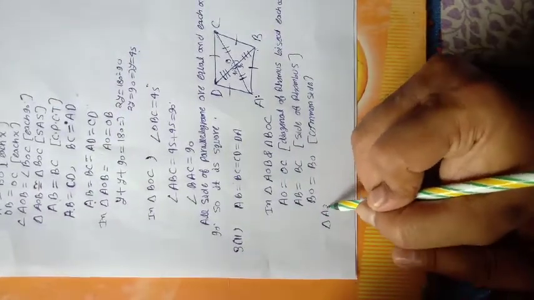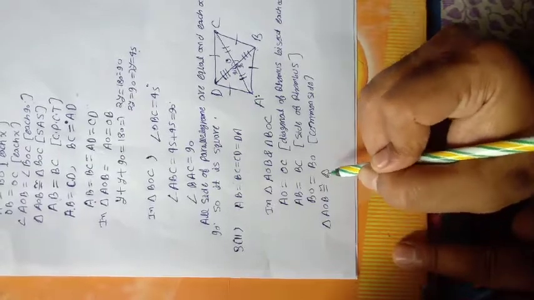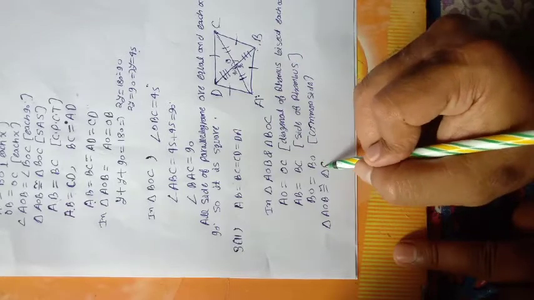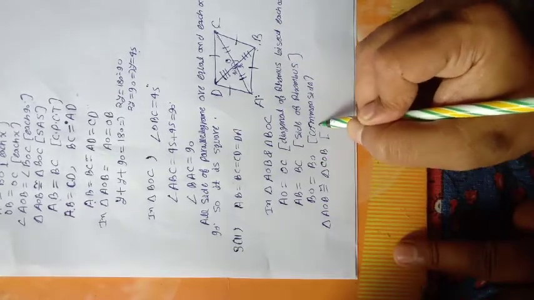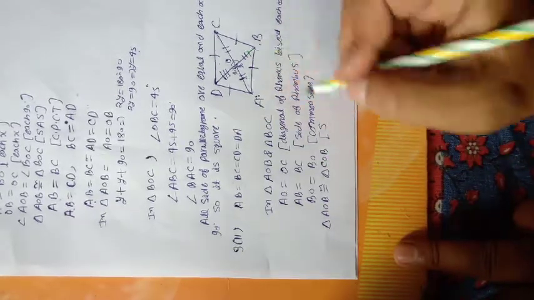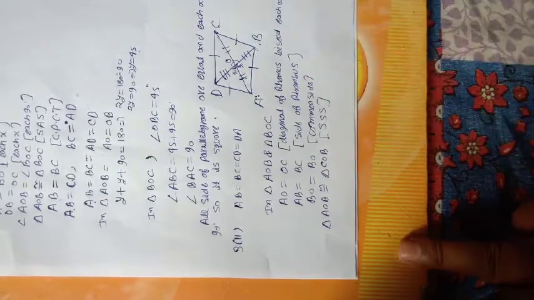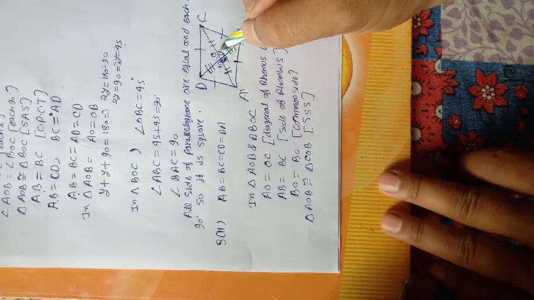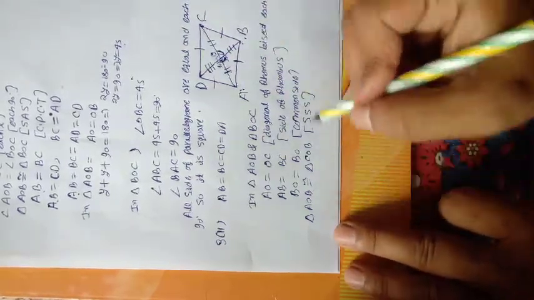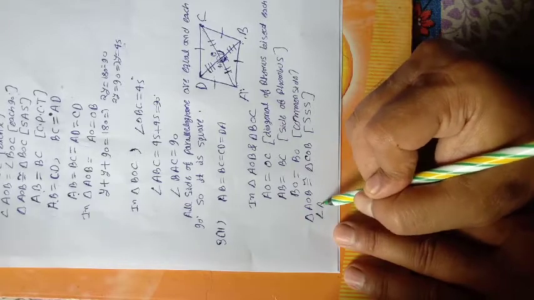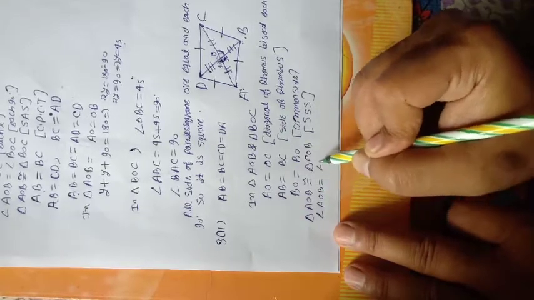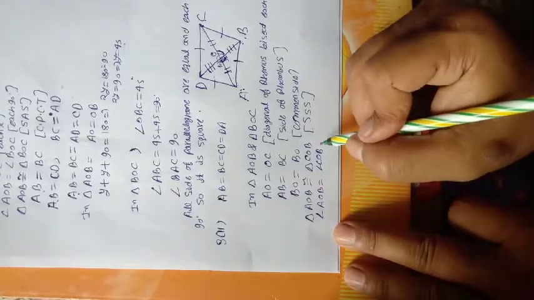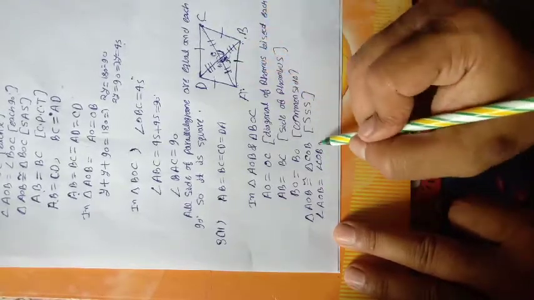Then triangle AOB is congruent to triangle COB by SSS property. It is congruent, and if it is congruent, then this angle and this angle are equal, then angle AOB equals angle COB. Suppose this angle is x.